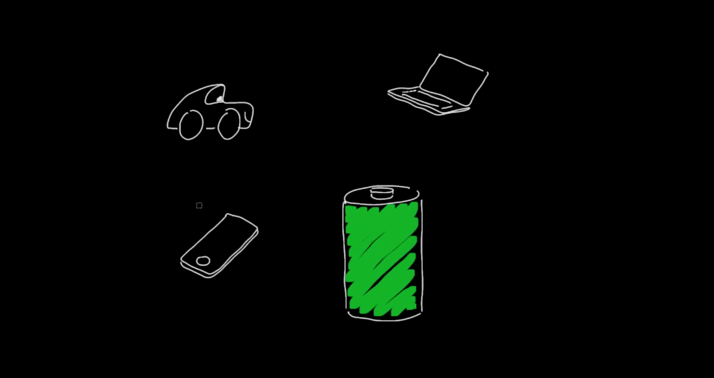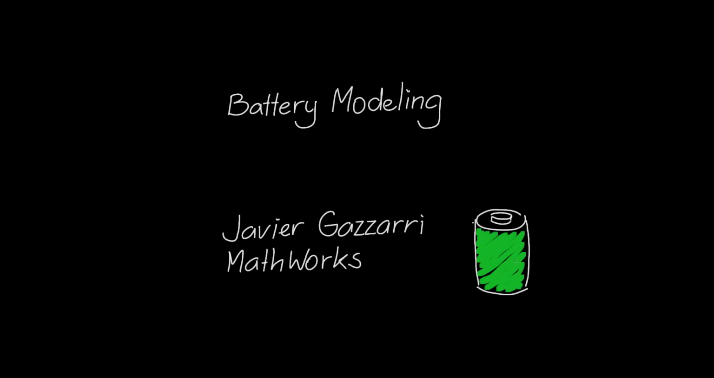These questions relate to the behavior of one of the most important pieces of technology in modern life. A device that is present everywhere we look. One without which our lives would be very different from what they are, since it has enabled the portability of communication and personal computing, and is now at the center of electric vehicles, eVTOLs, and smart grid development, the battery. My name is Javier, and I am an application engineer at MathWorks.